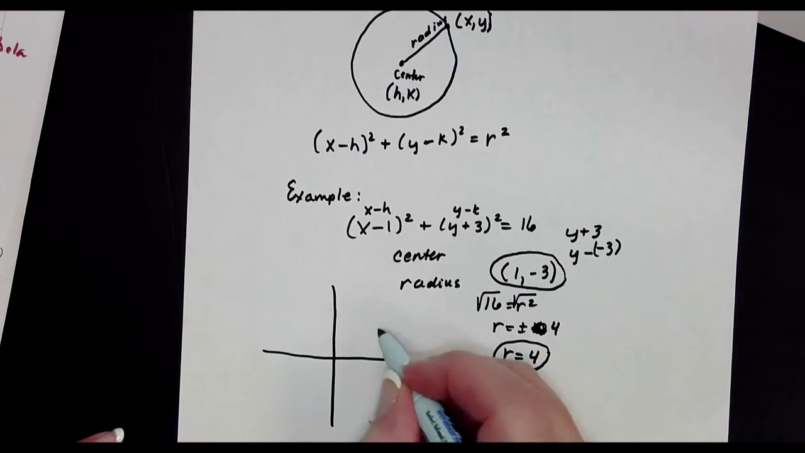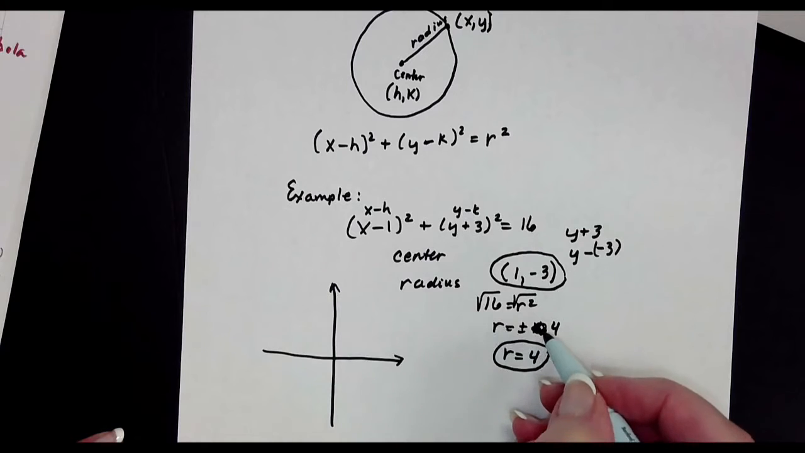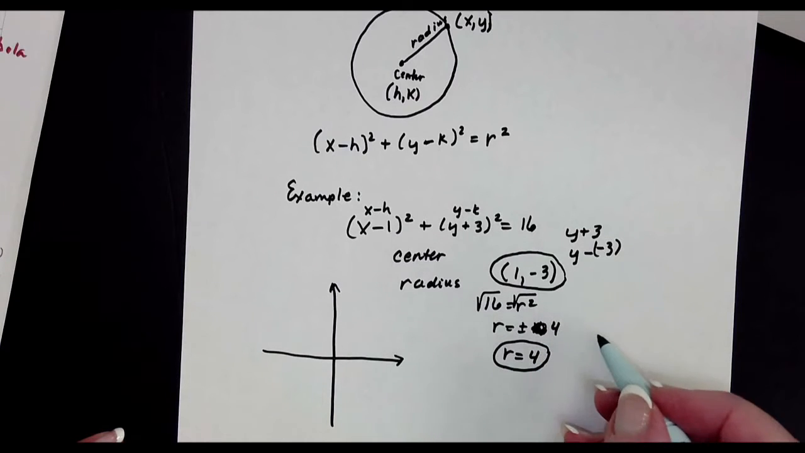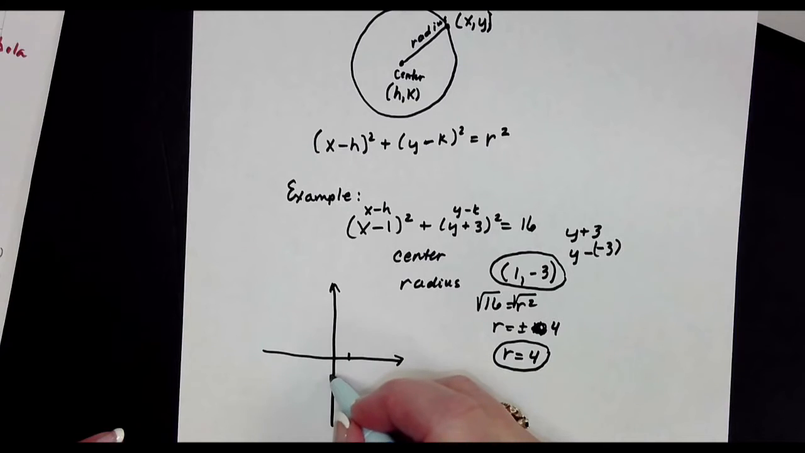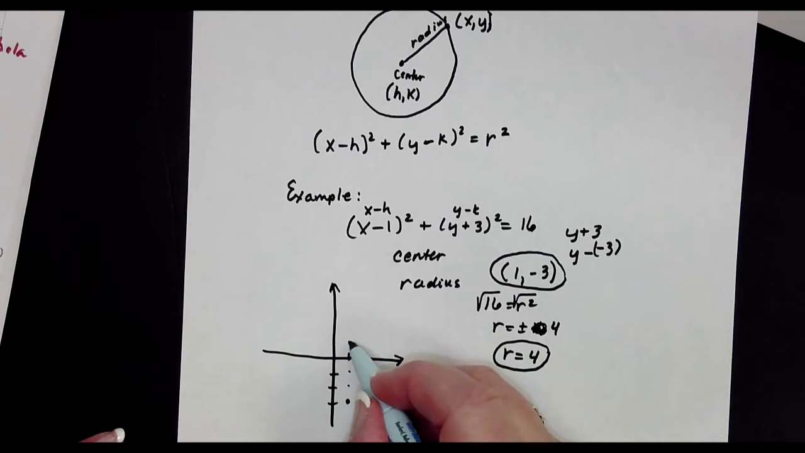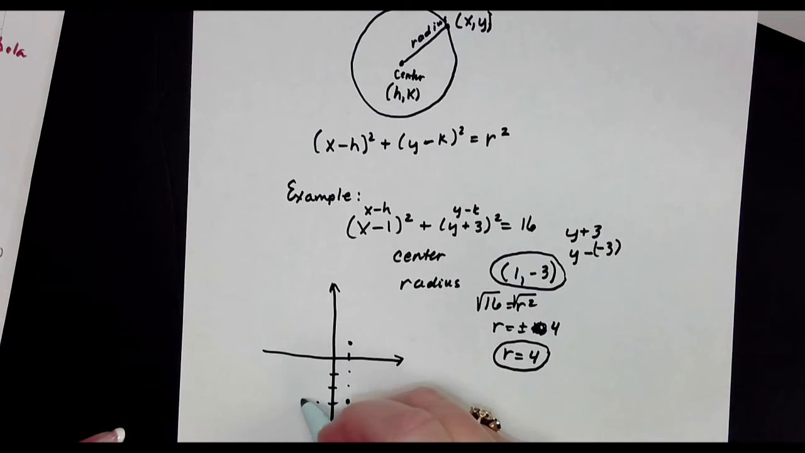So this is my x-axis and my y-axis. I have the point (1, negative 3). My h and my k would be 1 to the right and 3 down. And then from there, I would go out 4: 1, 2, 3, 4. 1, 2, 3, 4. 1, 2, 3, 4. And down 1, 2, 3, 4. And then we would just draw our circle in.